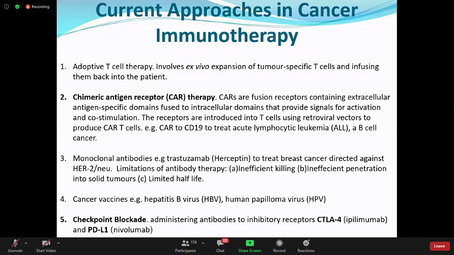We now use a lot of monoclonal antibodies directed against, for instance, for breast cancer, this HER2-neu, the EGF receptor. So by using monoclonal antibodies to block the EGF receptor on the breast cancer cells, you're preventing them from receiving the growth signals from EGF. The problem with this is that monoclonal antibody therapy, those monoclonal antibodies have a relatively short half-life. So you have to keep on repeating the infusions.